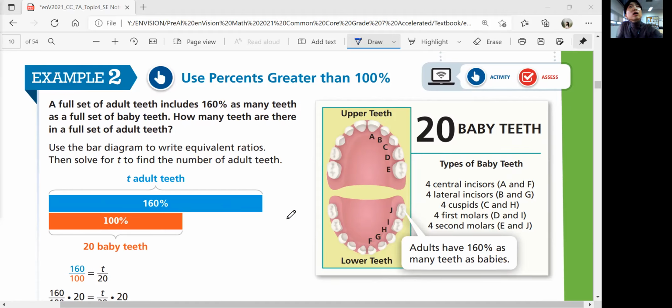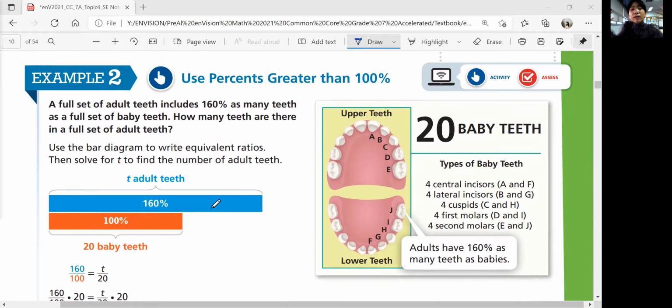Okay, 4 cuspids, C and H. 4 first molars, D and I. 4 second molars, E and J. And yeah, those are the bigger ones. Okay, so use the bar diagram to write the equivalent ratios, then solve for t to find the number of adult teeth. So 160% as many means it's more than 100%, right?